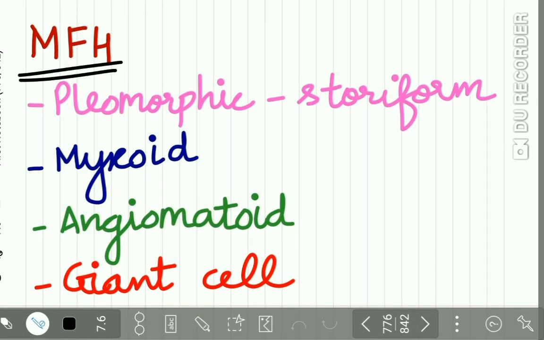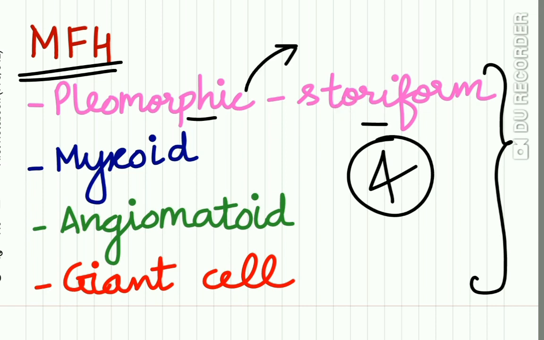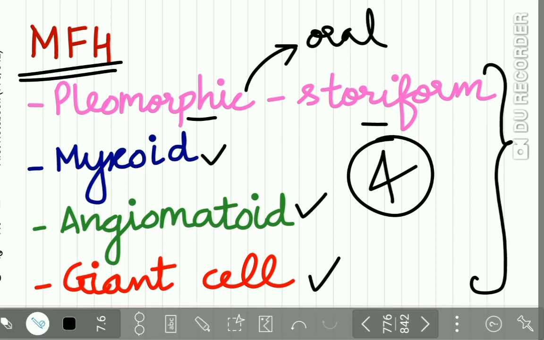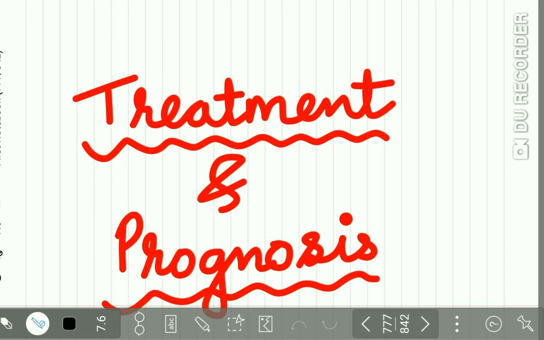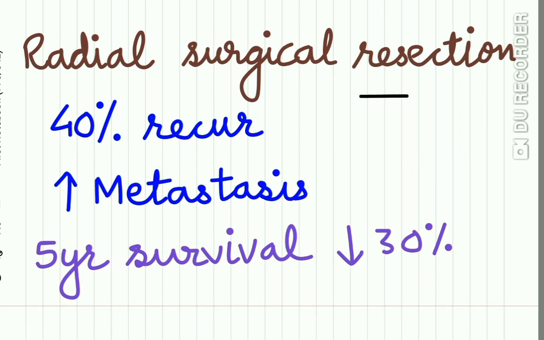Malignant fibrous histiocytoma is currently subclassified into several major variants. These are the subclassifications: the pleomorphic storiform pattern, which is most common in the oral lesions, then the myxoid pattern, the angiomatoid pattern, and the giant cell pattern. Now, the treatment and prognosis of the tumor. Radical surgical resection is recommended.